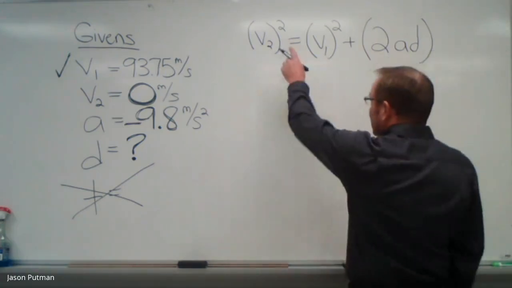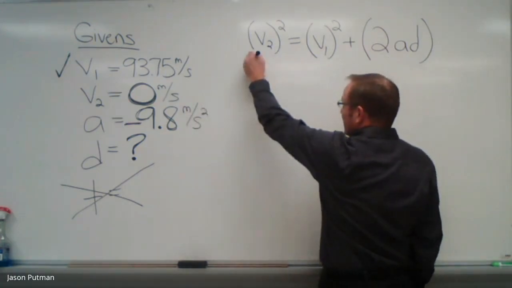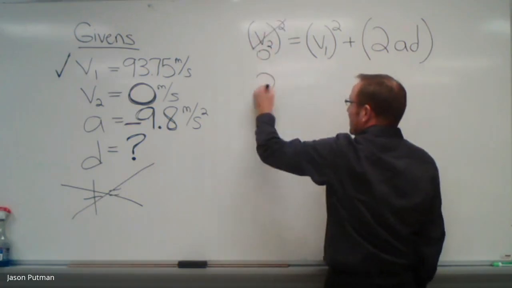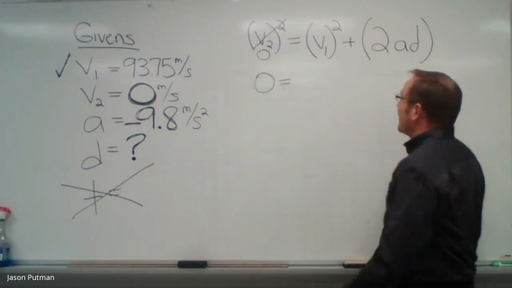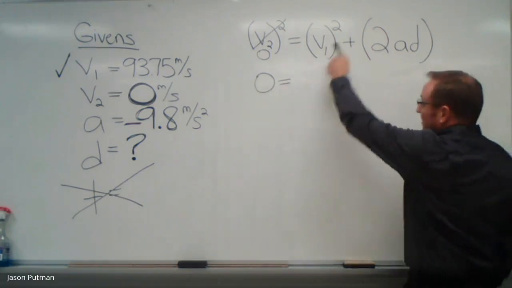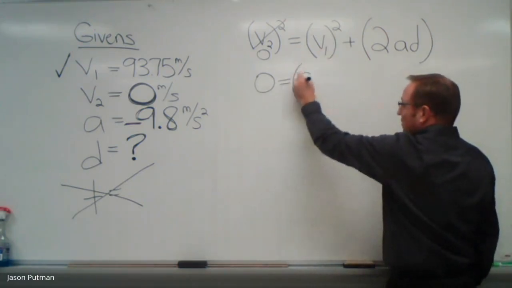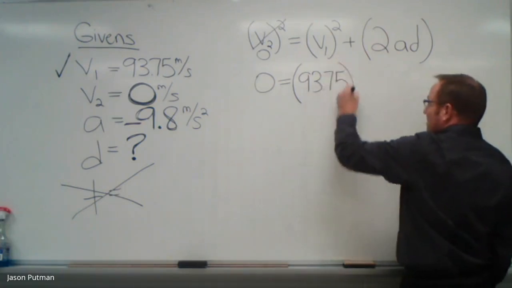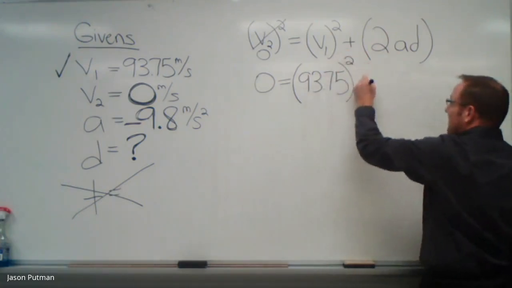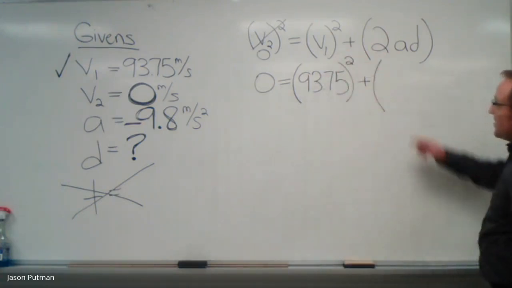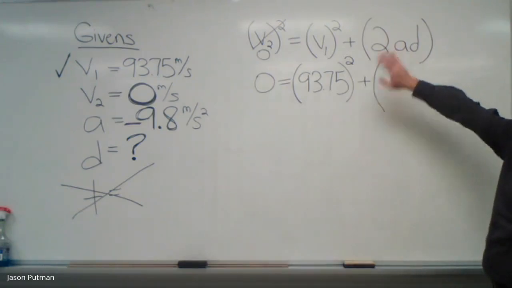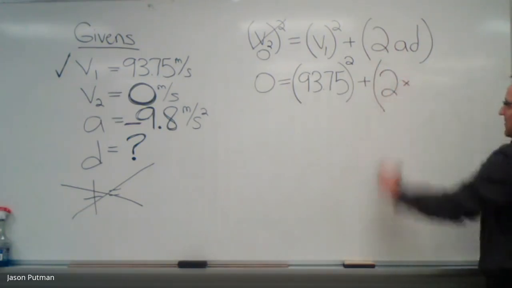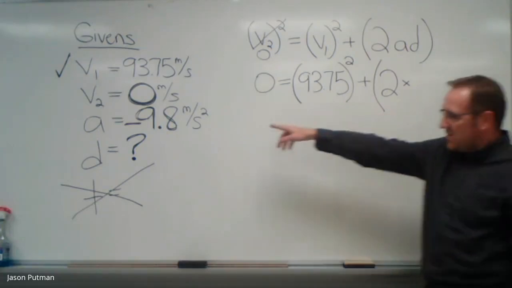So V2 is 0. Actually, I'm not even going to show that. I'm just going to write it as 0. V2 is 0. V1, and you have to square it. V1 is 93.75. So that has to be squared. And then there's a 2 in the formula that isn't part of this list. So it's 2 multiplied by A. Now be careful here because there's a negative sign.